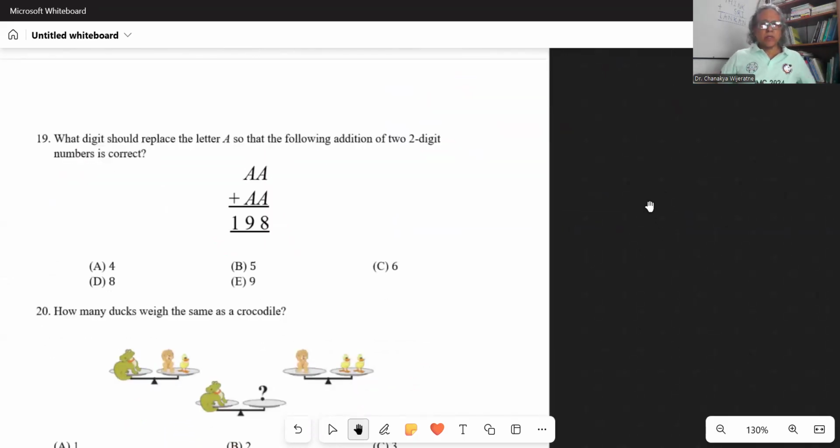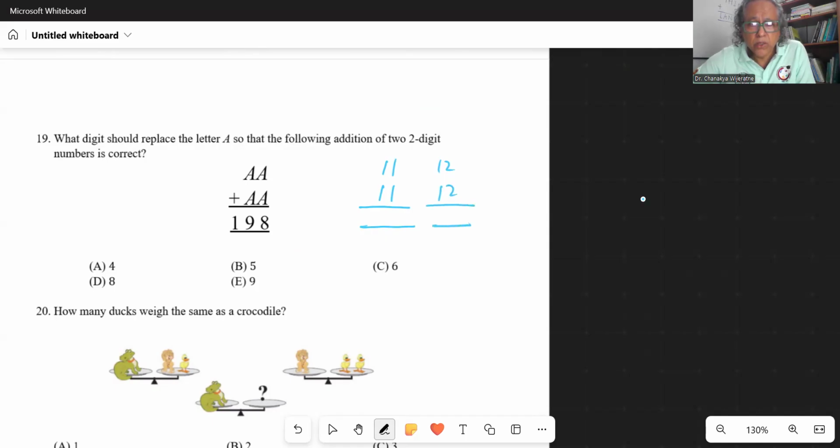What digit should replace the letter A so that the following addition of two-digit numbers is correct? We got one like this as the first problem. Now we actually have four A's, so that means that we add the same number, and it's a two-digit number. So what are these numbers? Numbers like 11 plus 11, and 12 plus 12. So what would give us 198?